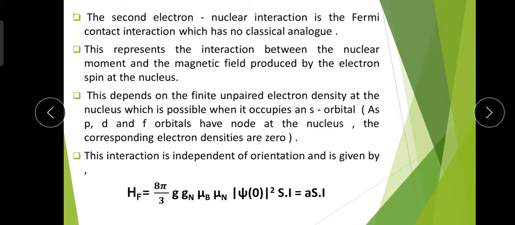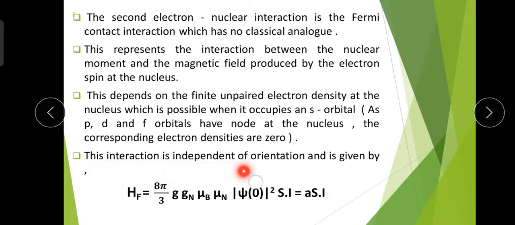That means this is possible only when the electron is in the s orbital. If it is in p, d, f orbitals, we have a node at the nucleus, therefore their corresponding electron density is 0. So there is no contribution due to the electron which is present in the p, d, f orbitals. So the interaction energy is 0, but only the unpaired electron which is present in the s orbital contributes to this interaction, and that is indirectly to the total Hamiltonian.